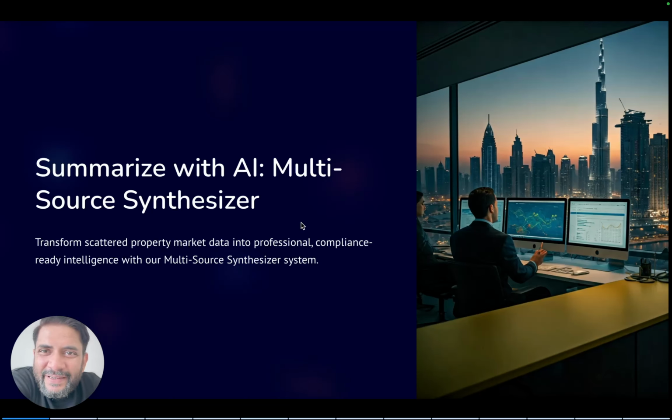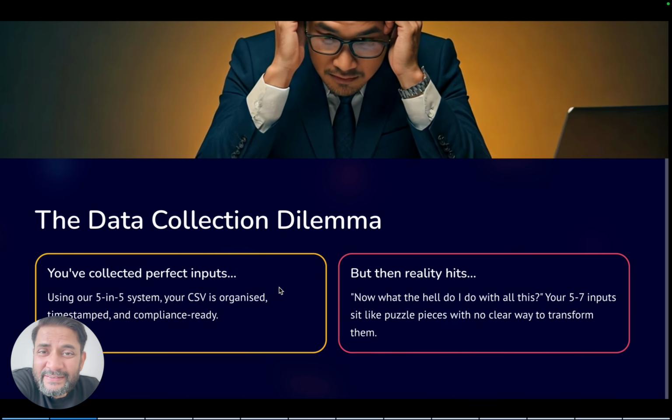Let us now summarize with AI. So you have just spent 5 minutes collecting perfect inputs using our 5 and 5 system. Your CSV or Excel or Sheets is organized, time-stamped and compliance ready. You're feeling like a data collection champion.